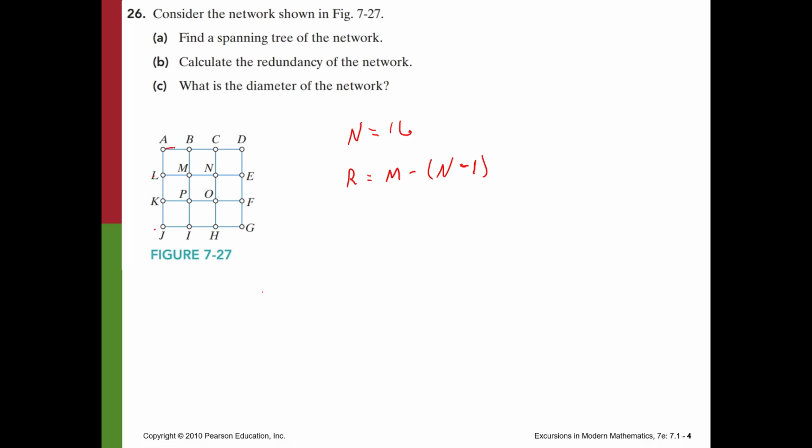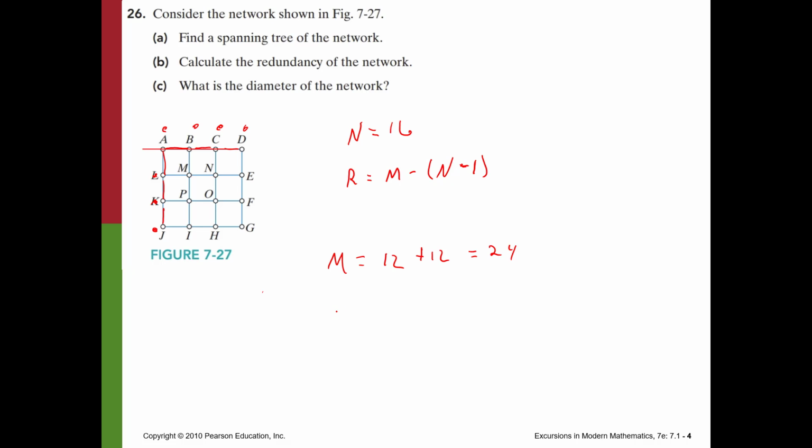So if you notice, you have horizontal edges, 1, 2, 3, three horizontal edges in each row, and you have 1, 2, 3, 4 rows. So then M is 12 horizontal edges. And then you can do the same thing. You have 1, 2, 3 vertical edges in each row here, and you have 1, 2, 3, 4 rows. And so you have another 12. And so you have a total of 24 edges, right?